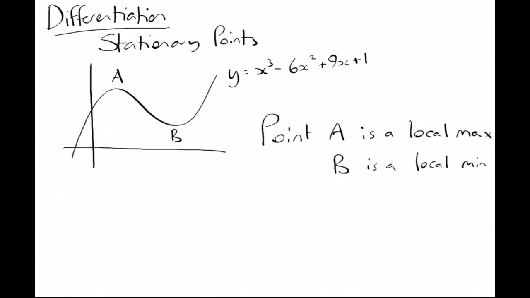We call them local because over the entire curve it isn't the maximum point, but in the range either side of that point it is a maximum. Normally when we're talking about it we don't bother including the word local, but we should really. So point A is maximum, point B is minimum.